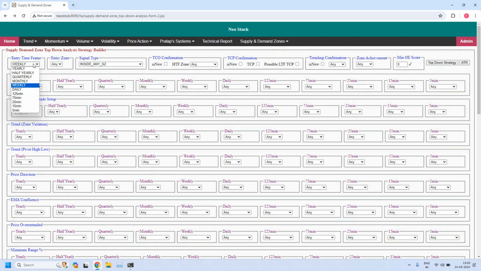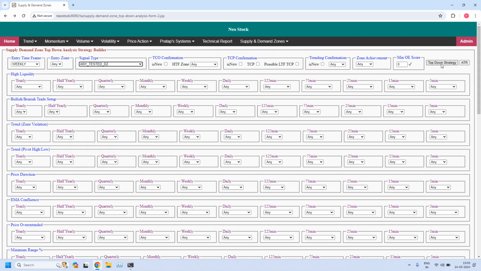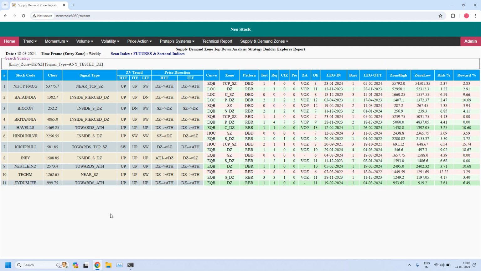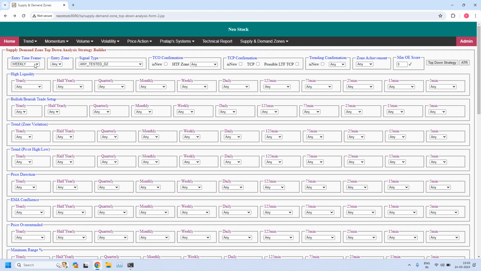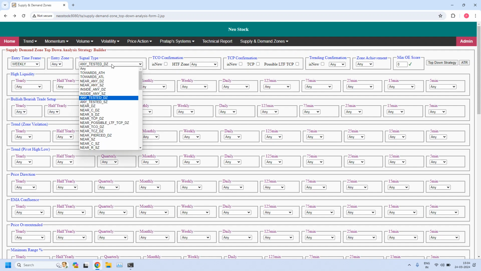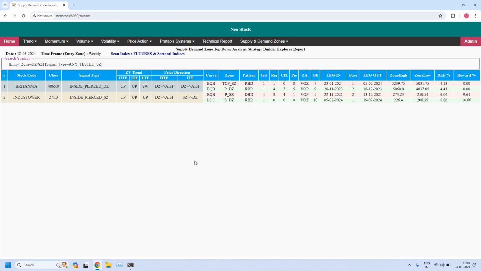For the weekly time frame, let us find the tested demand zones during this week. These 11 stocks' demand zones are tested during this week. So let's go back. For the weekly time frame, let us find the stocks whose supply zones are tested. So only these 2 stocks' supply zones are tested during this week.